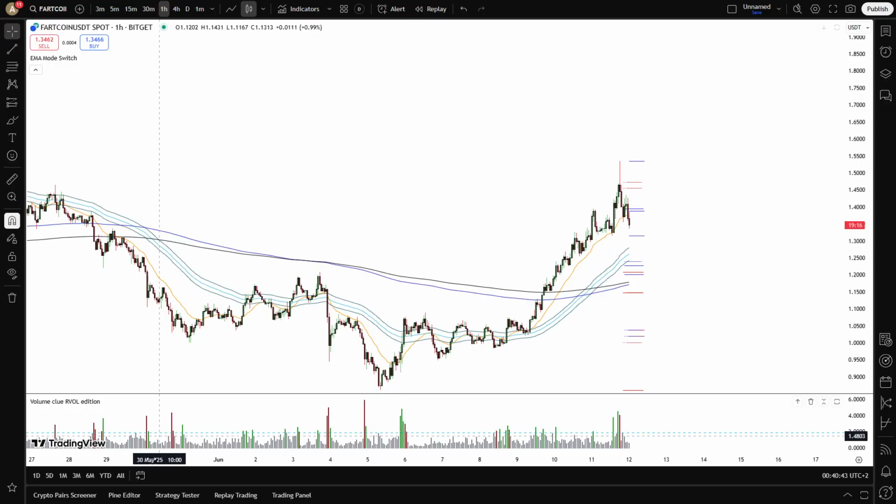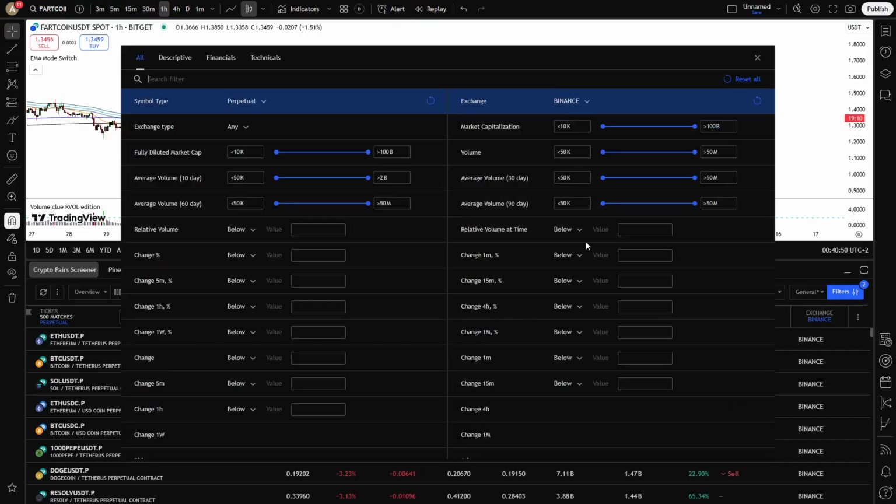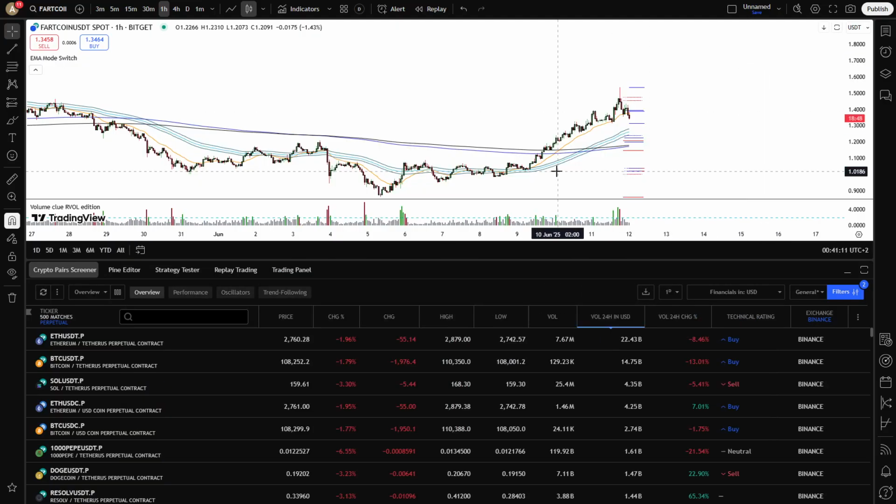So you simply go down here to the bottom left, the crypto pair screener, and I currently have it filtered on the exchange Binance. And the symbol's perpetual. Of course, if you want to look for spot gems, you add other exchanges to this, but I like to use perpetuals and the Binance exchange for filtering.